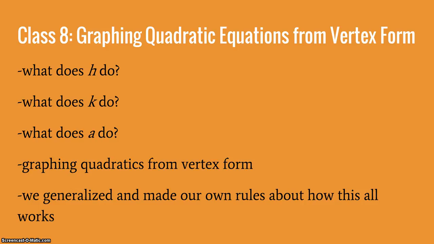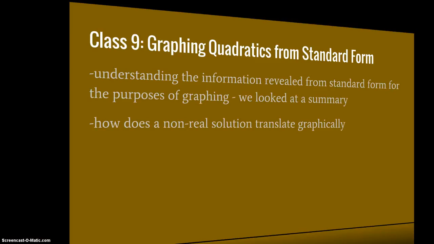Class 8, we were graphing quadratics from vertex form. So vertex form gave us the h, the k, and the a, and you have to know what each one of those does and be able to graph them. These were the ones that graphed really nicely, pretty easy to graph them, especially if you know and understand the nature of the parent function, which we went over, y equals x squared. So we generalized and made our own rules in our own language about how a works. And so make sure that you can explain that in a way that makes sense.